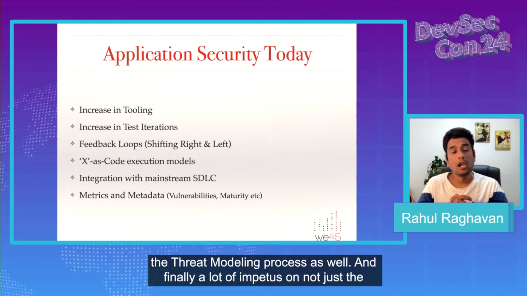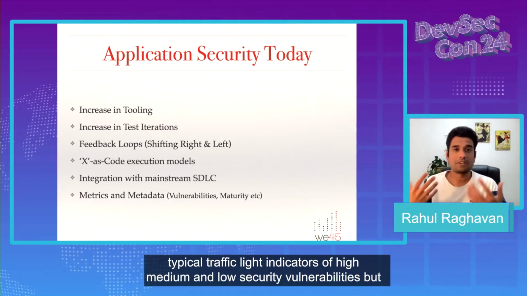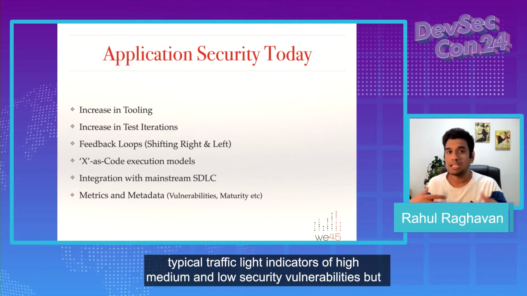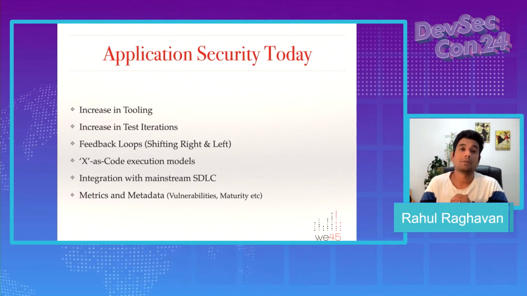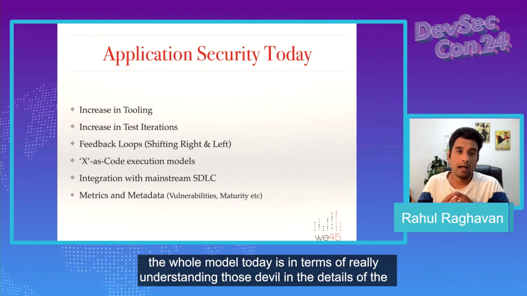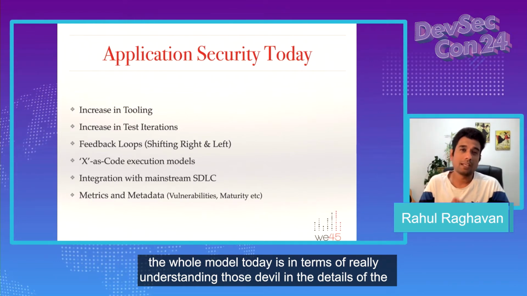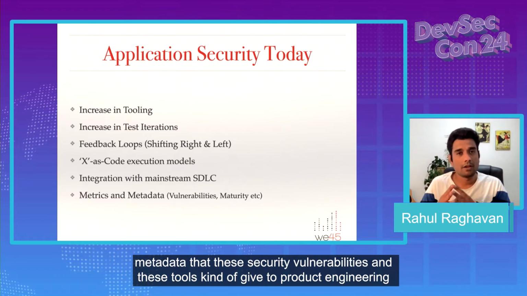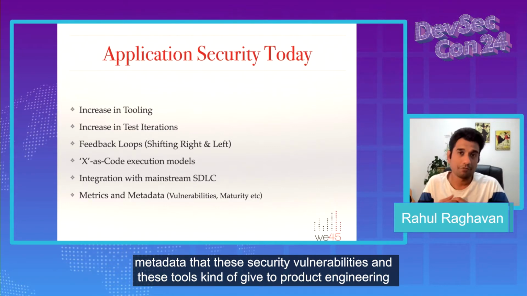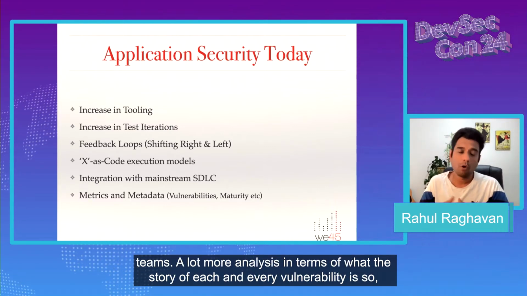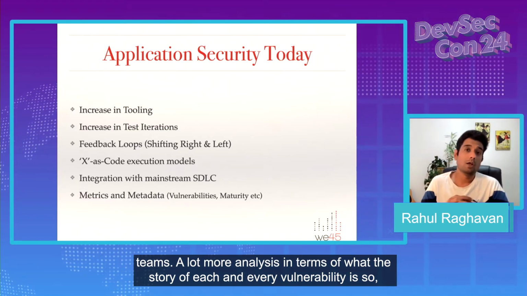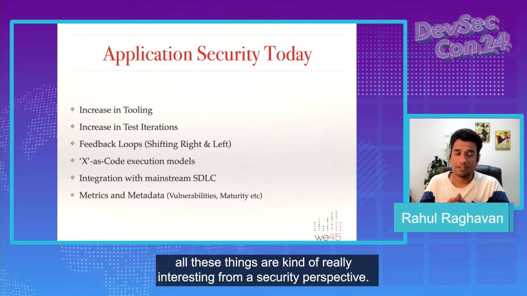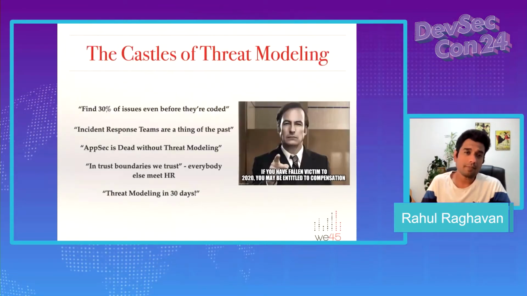And finally, a lot of impetus not just on the typical traffic light indicators of high, medium, and low security vulnerabilities, but the whole model today is about really understanding the devil in the details of the metadata that these security vulnerabilities and these tools give to product engineering teams. A lot more analysis in terms of what the story of each and every vulnerability is. So all of these things are really interesting from a security perspective.